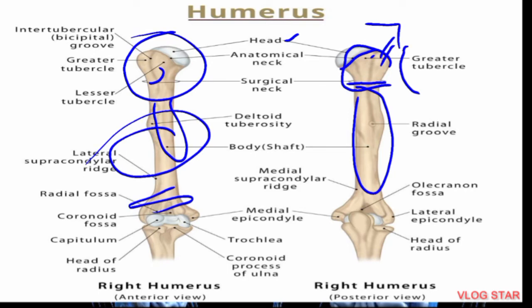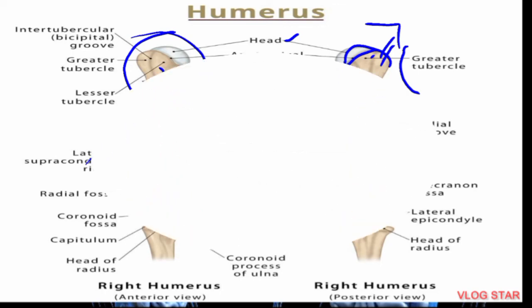Attachments on the proximal end are the greater tubercle or tuberosity, the insertion of supraspinatus, infraspinatus, and teres minor. In the proximal end there is the insertion of these muscles, so just note down, these are in the greater tubercle.